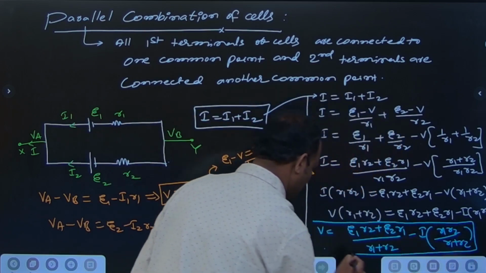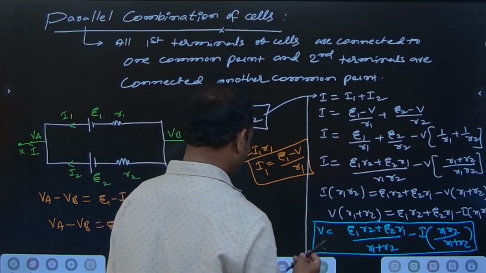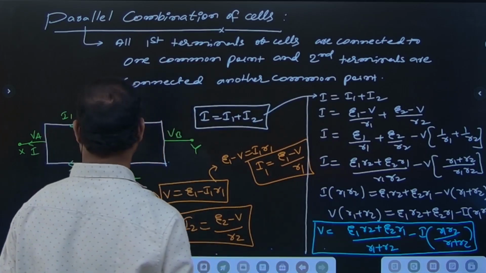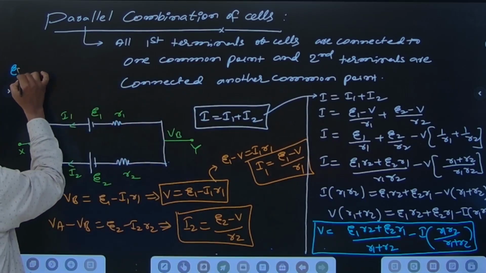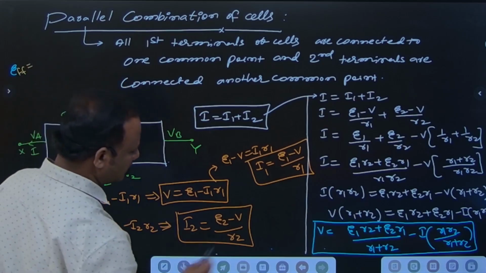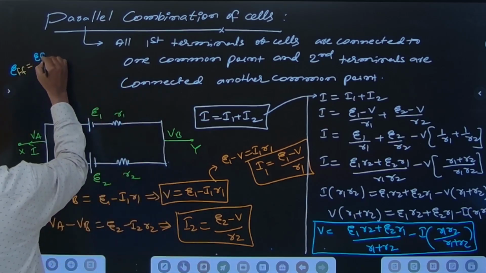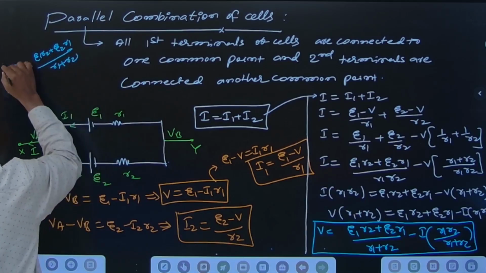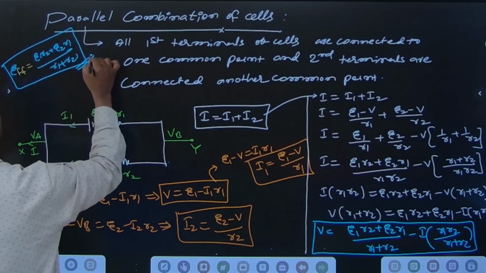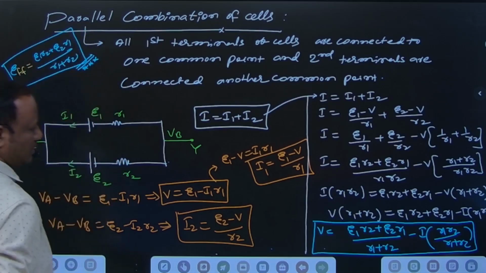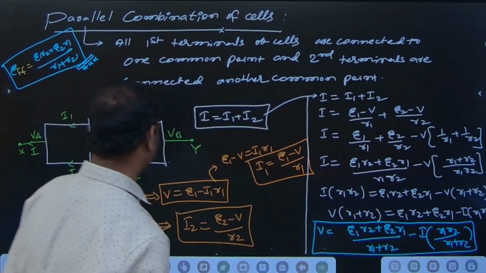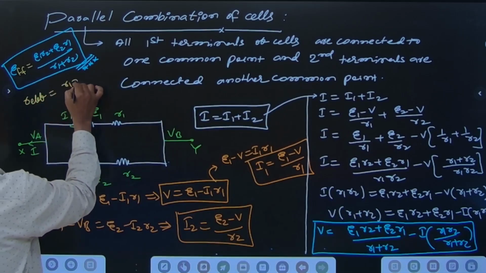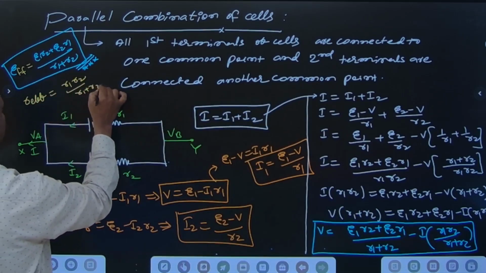From here we can understand this is the effective EMF. E effective is equal to E1 R2 plus E2 R1 by R1 plus R2, a very important relation for problem solving. What is the effective internal resistance? R effective is equal to R1 R2 by R1 plus R2.